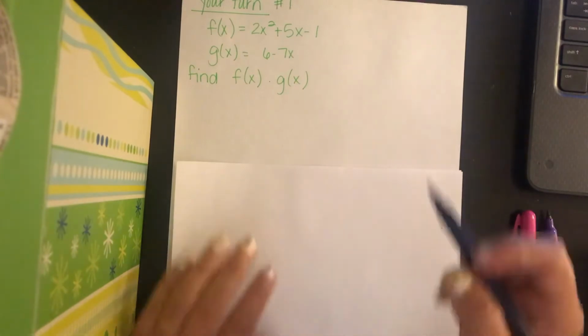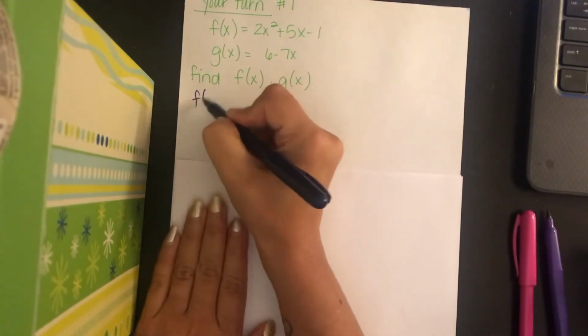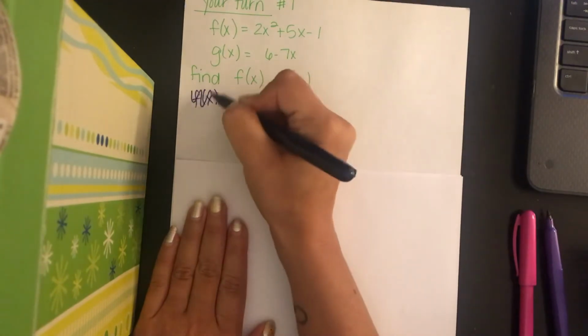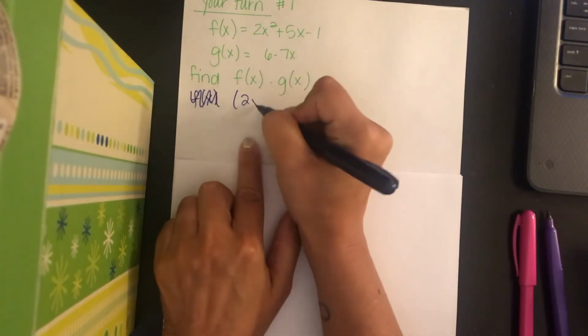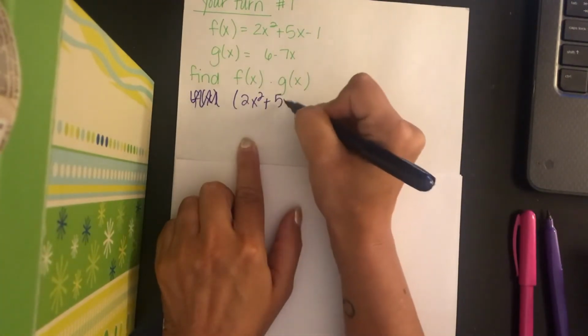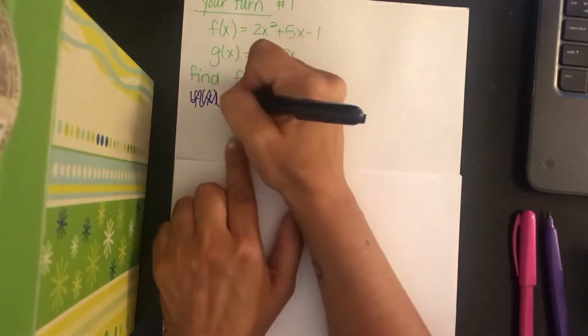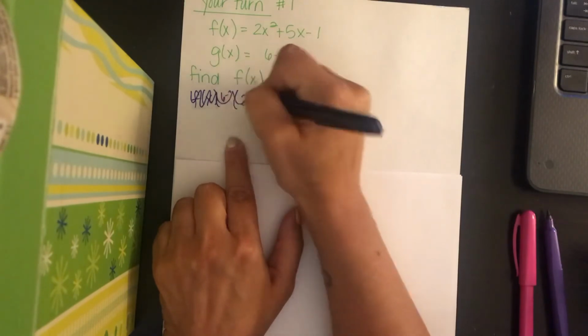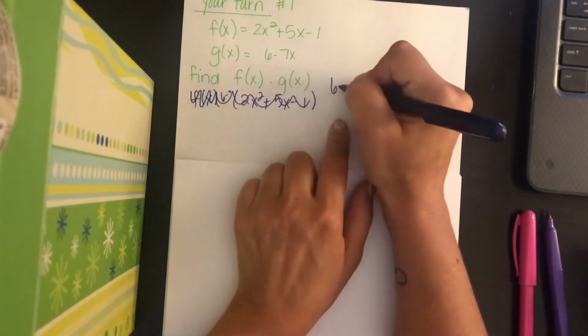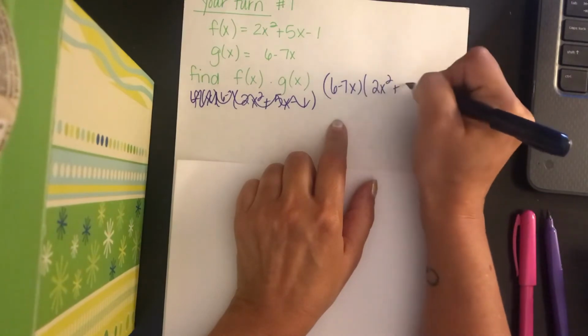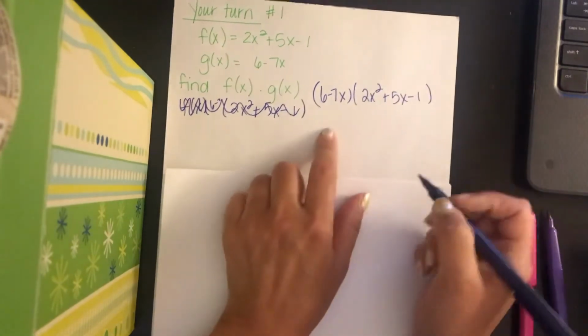Okay, so my f of x times my g of x. I guess I didn't have to write it again. I can just write it. And then 6 minus 7x. I'm going to rewrite this whole thing. I'm not happy with it. 6 minus 7x, 2x squared plus 5x minus 1.